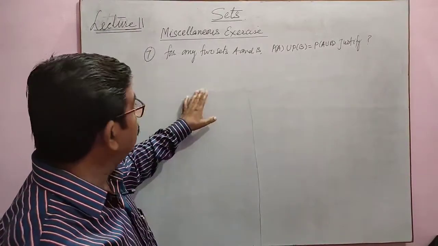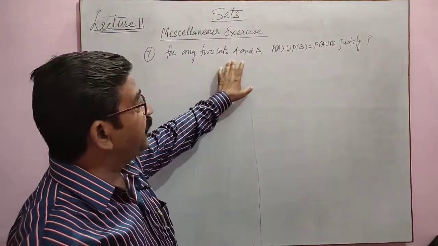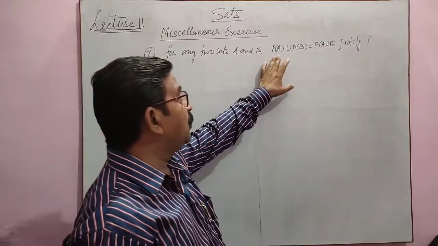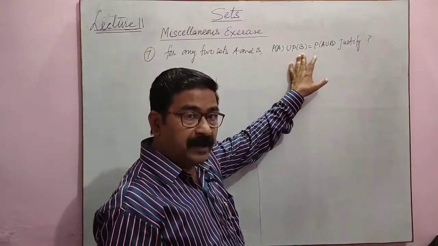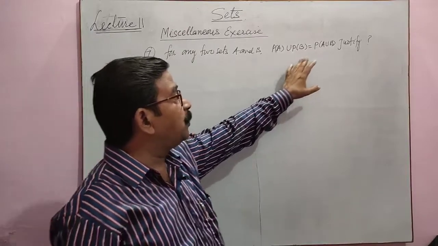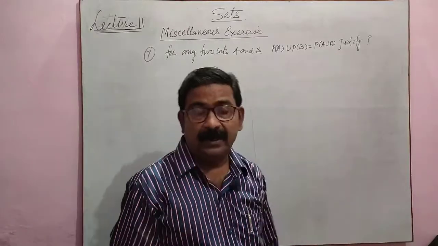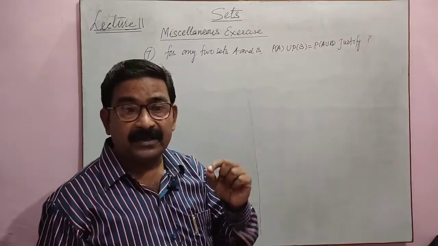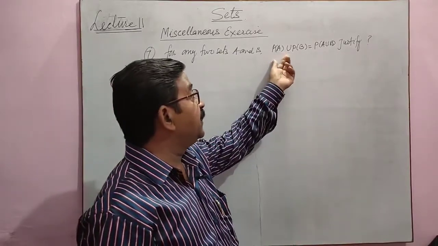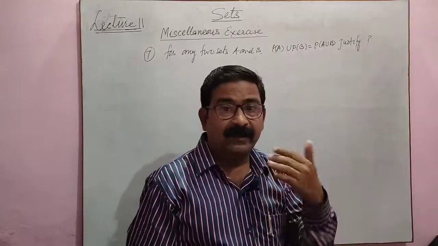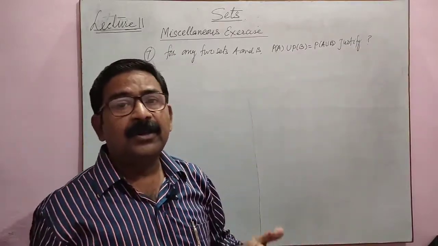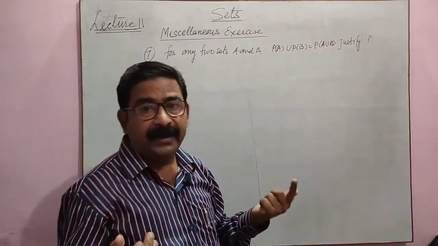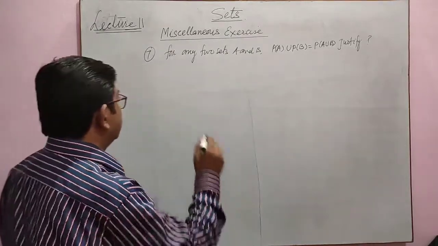Now coming to question number 7. Very simple question. For any two sets A and B, power set of A union power set of B is equal to power set of A union B. Justify means we have to justify the answer, whether left hand side is equal to right hand side or not. Whenever you are asked to justify the answer, you may take some examples. See the solution.